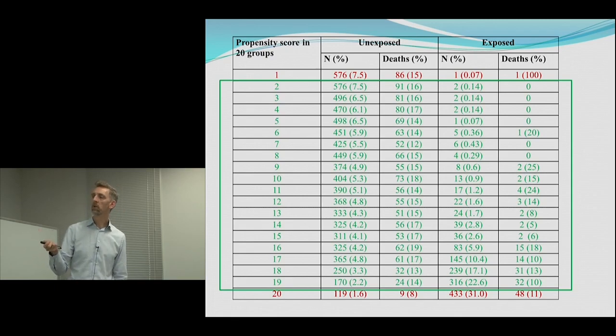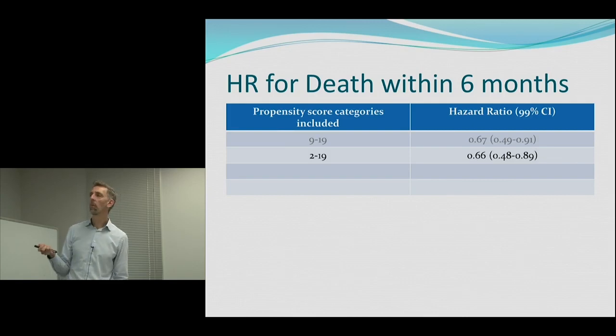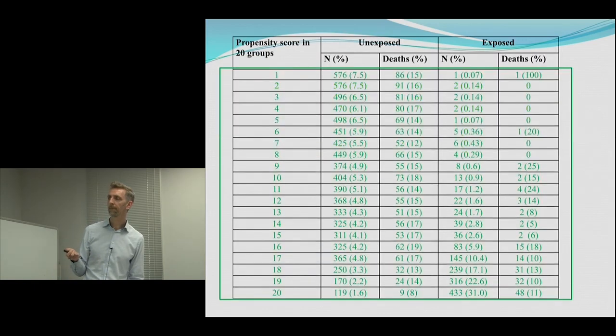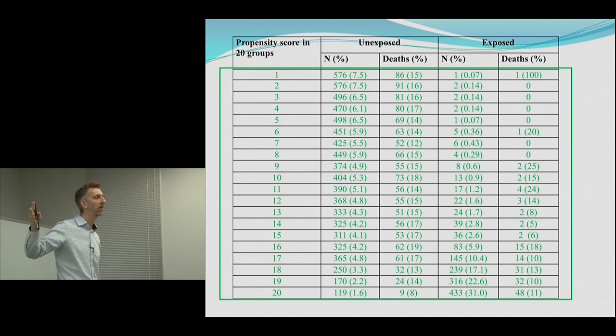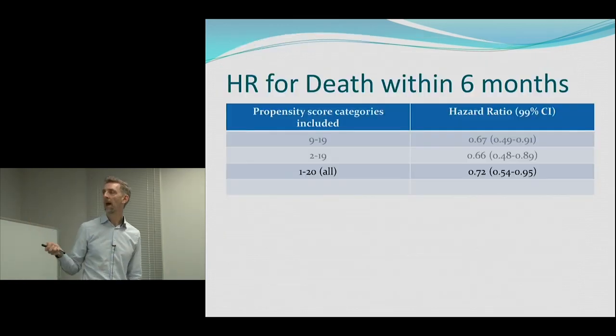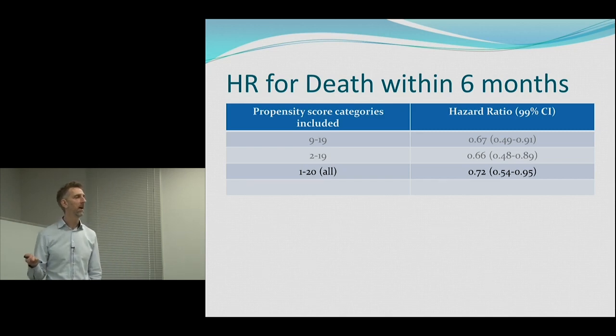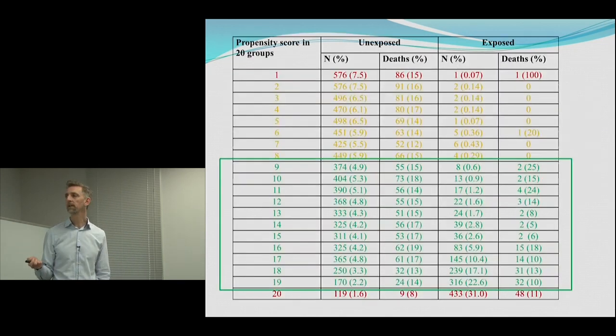And so first of all, let's look at what would happen if we included everybody from groups 2 through to 19. Well, in fact, it makes almost no difference. So it turns out our hazard ratio will be 0.66. So it's very similar. And what about if we included absolutely everybody? So this would be more similar to what would happen if we did a traditional multivariable analysis. And the hazard ratio does change a little bit there. It goes to 0.72. So it's a weaker effect if we include absolutely everybody in the analysis.